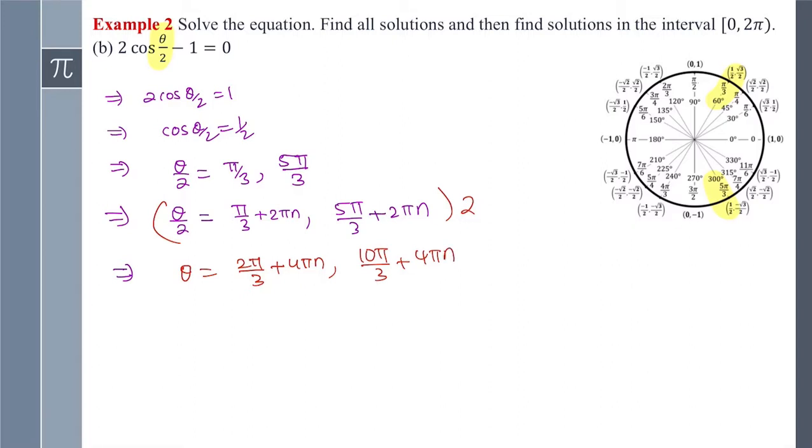So now this is the solution, which is the general solution, all solutions.